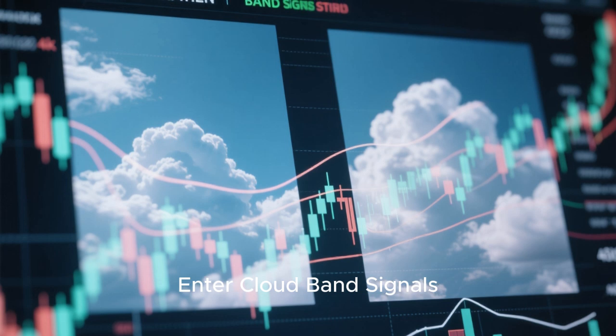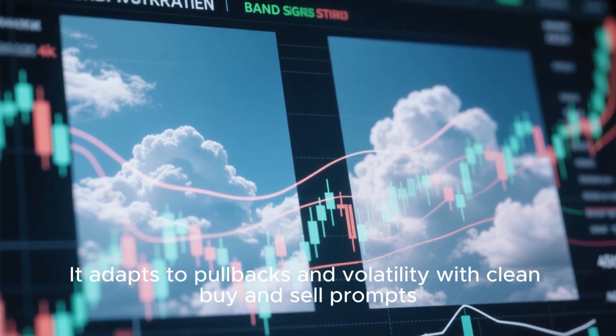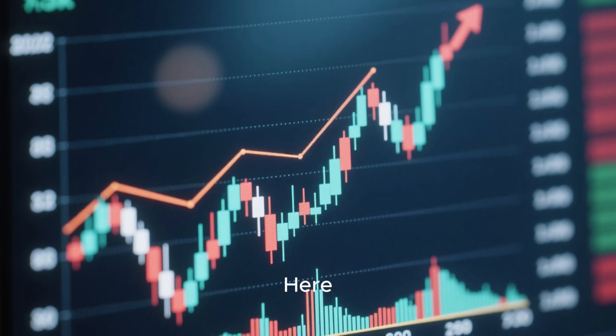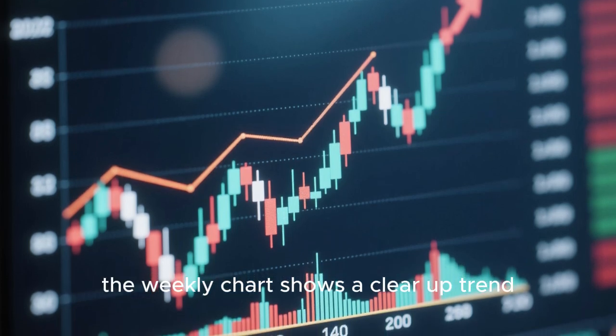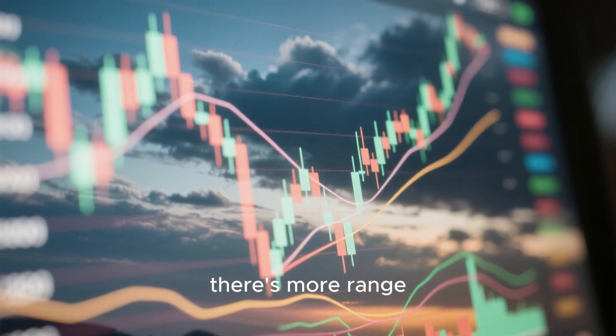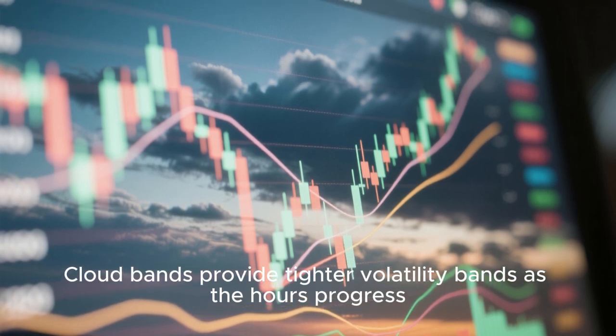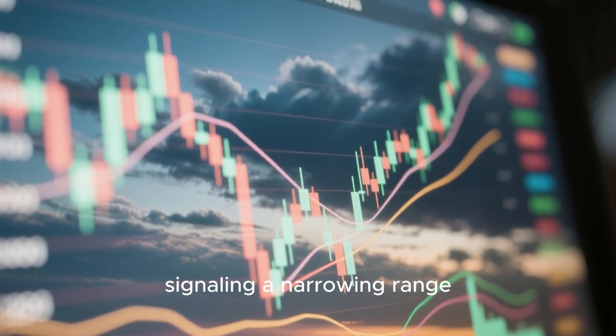What about volatility? Enter cloud band signals. It adapts to pullbacks and volatility with clean buy and sell prompts. Here, the weekly chart shows a clear uptrend. On the hourly chart, there's more range. Cloud bands provide tighter volatility bands as the hours progress, signaling a narrowing range.